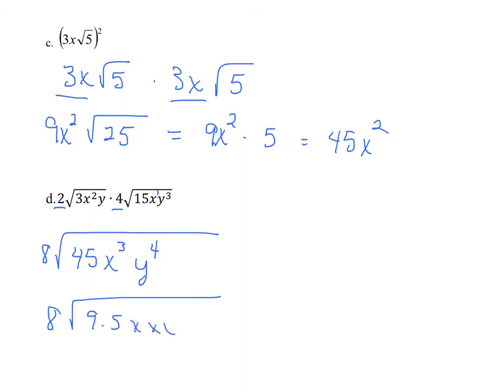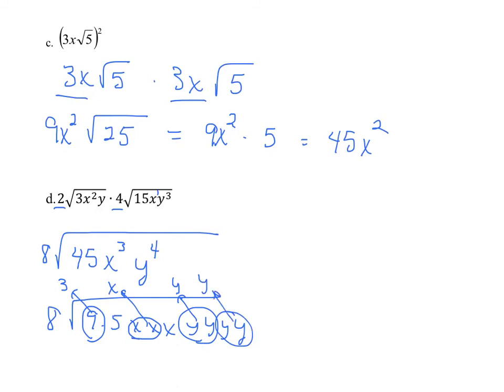I have 3 X's, 4 Y's. Good? So 9 comes out as what? As what, people? 3. There's a pair of X's, comes out as a single X. 2 pairs of Y, comes out as YY. And now we just multiply and dump it all in front and see what the fallout is.